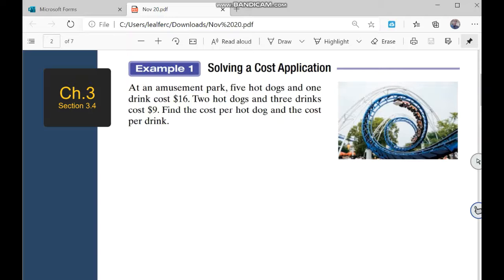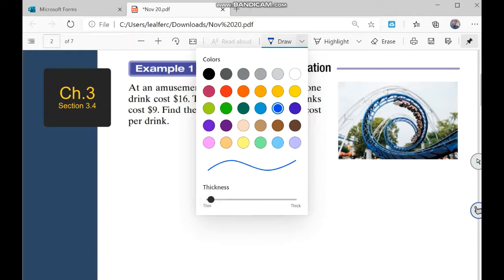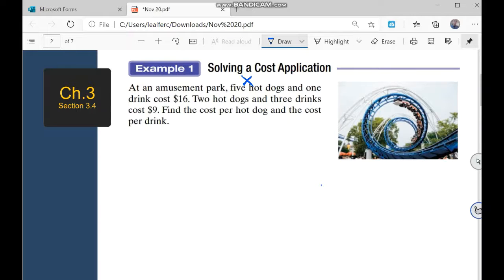But anyways, let's have a look at how to work this kind of question, because you're going to find questions like that on the exams and tests. It's fine, let's see how to work this out. Let's say the price of each hot dog is X, and the price of each drink is Y.